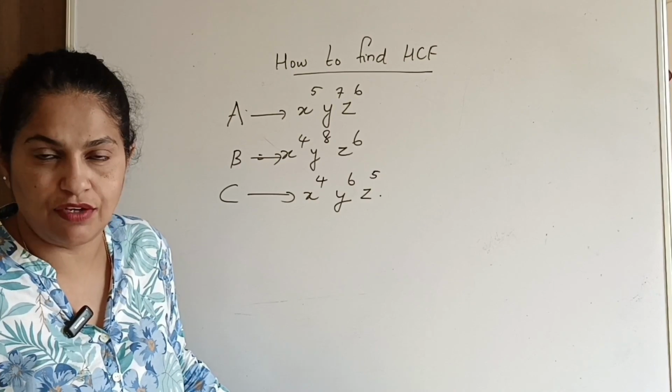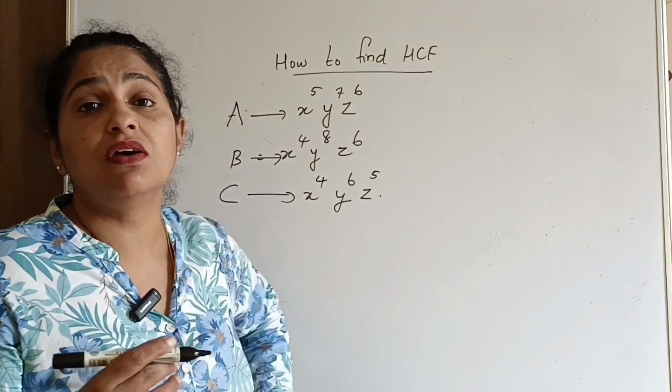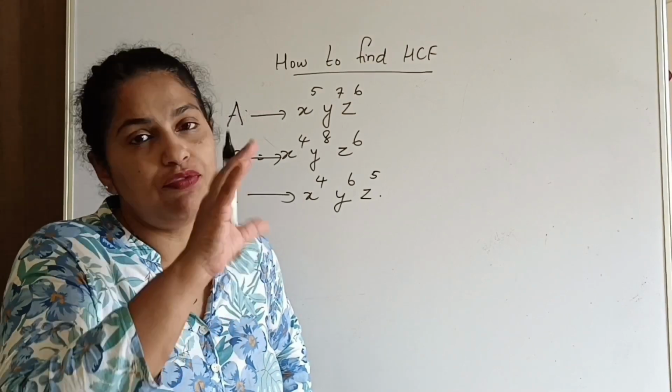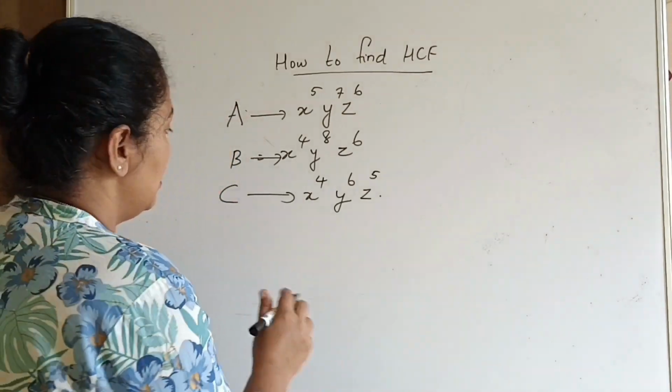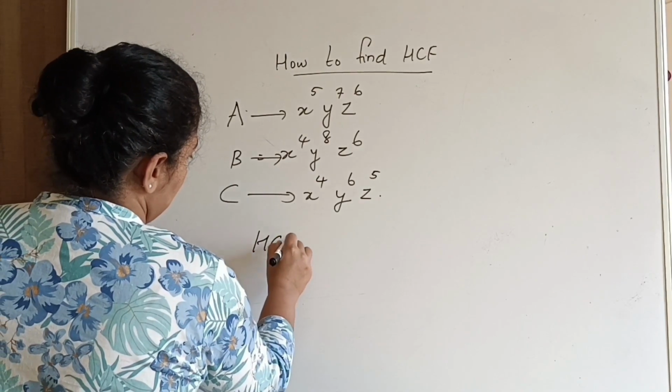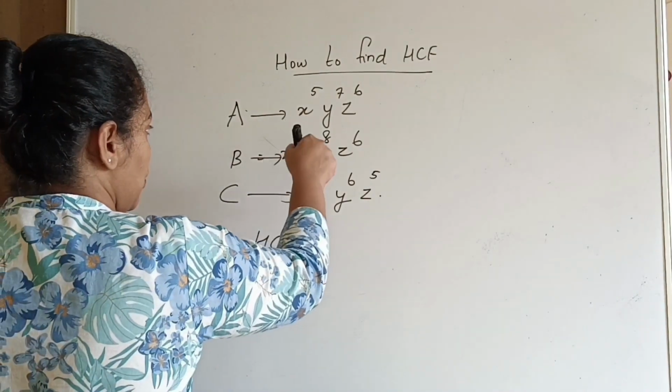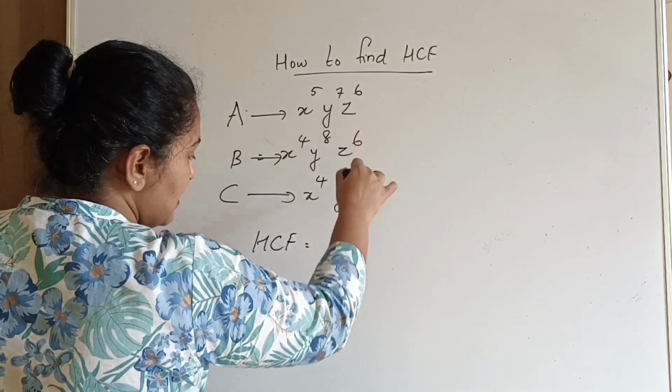We need to find the HCF. We use the same method because the prime factorization is given to us. We do not have the difficulty of successively dividing with anything. So which are the factors which are common to all the 3 numbers? x is there in all the 3, y is there in all the 3, z is there in all the 3.